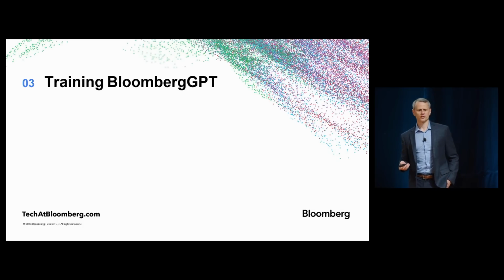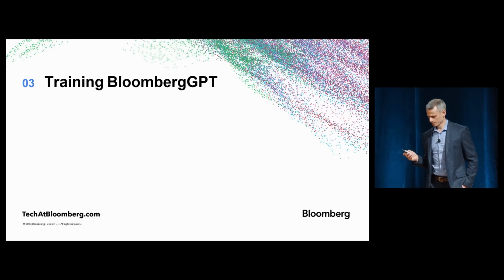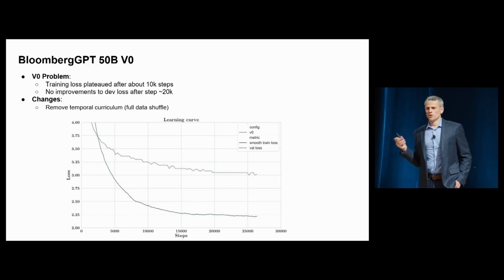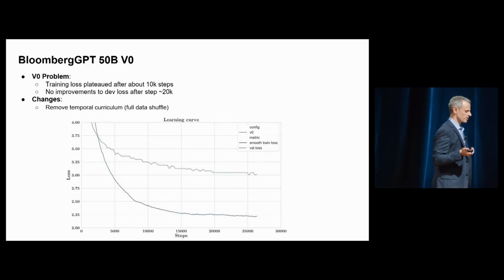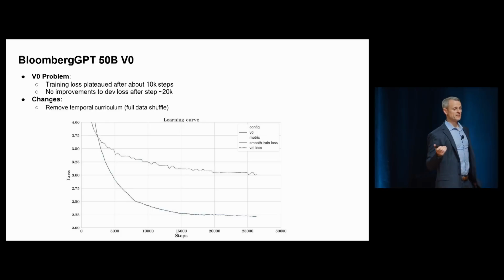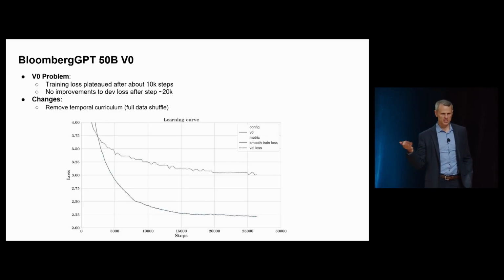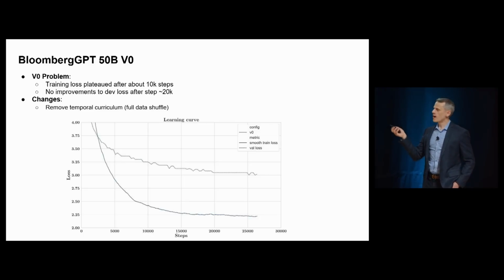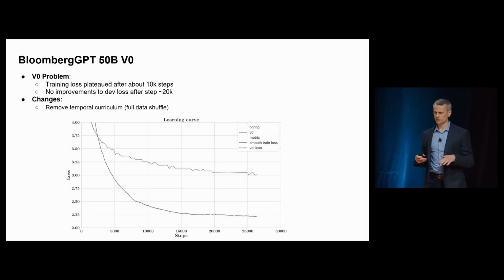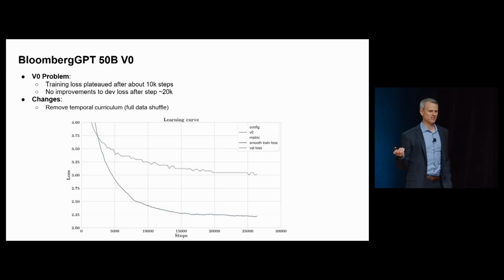So now I'll dive into some of our training experience. What we see here are the performance loss curves for training our V0 model. On the x-axis is steps, which you could think of as time. And the y-axis is loss, and you want loss to be small. And what's represented here is about 10 days of training.